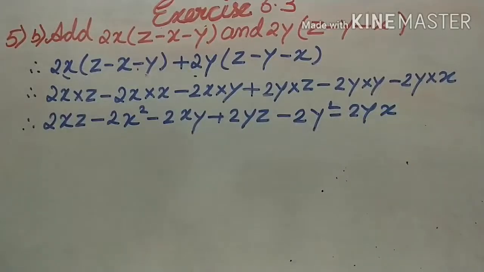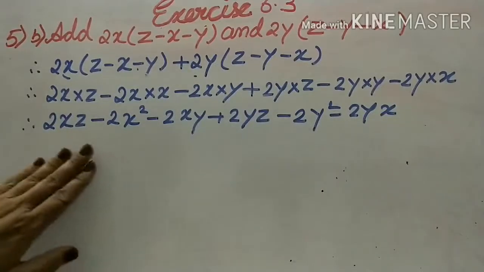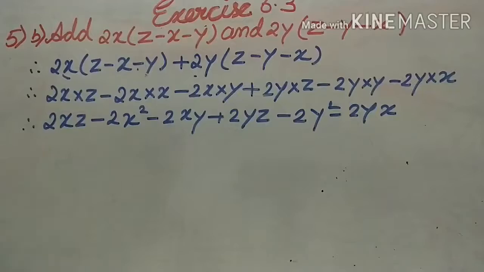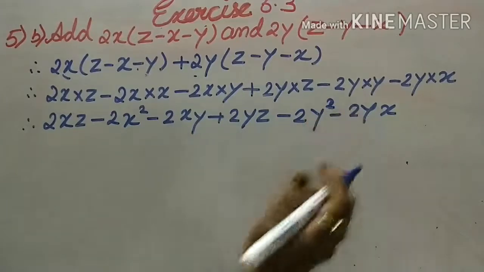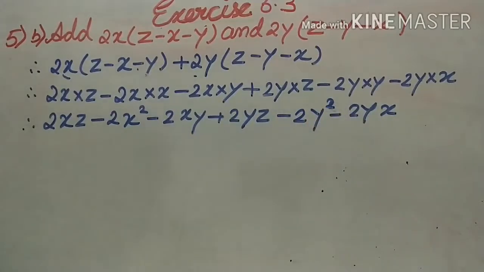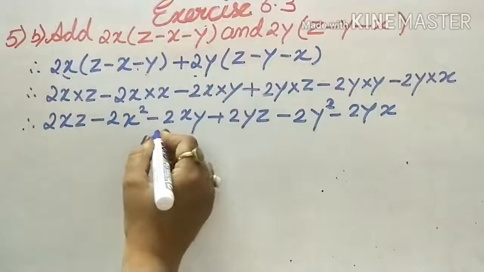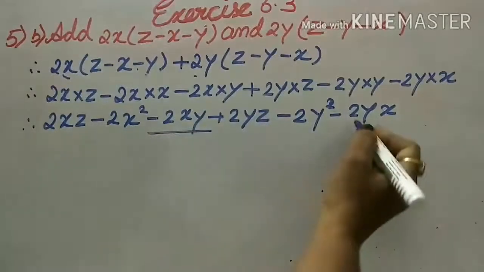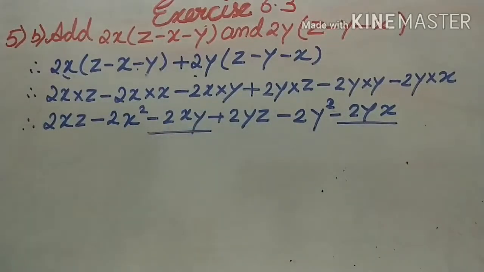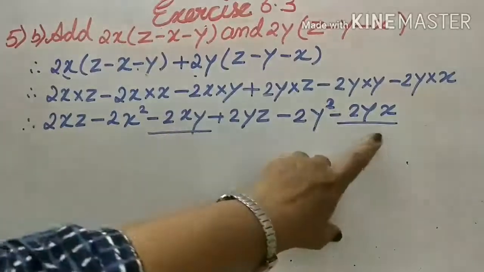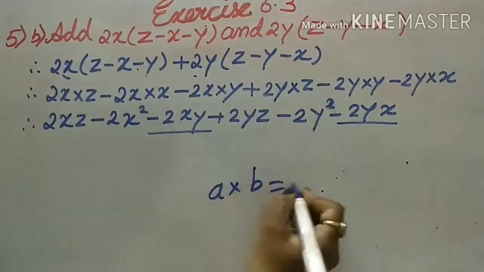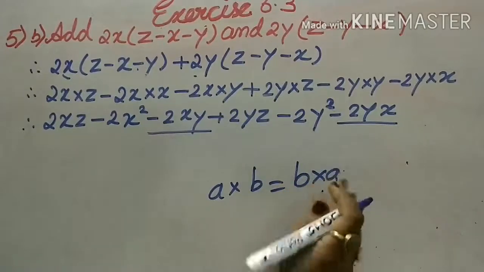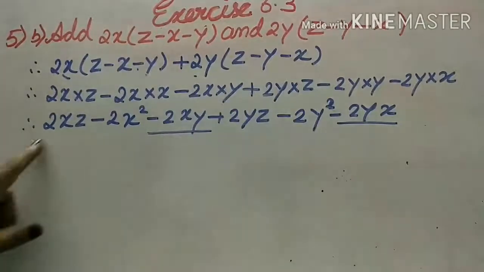Now here we have to see whether further calculation is possible or not. See, addition or subtraction is possible only and only with like terms. You cannot add or subtract unlike terms. So here two like terms are what? Minus 2xy and minus 2yx, correct? See, xy or yx, it is similar because we know that a into b is equal to b into a.